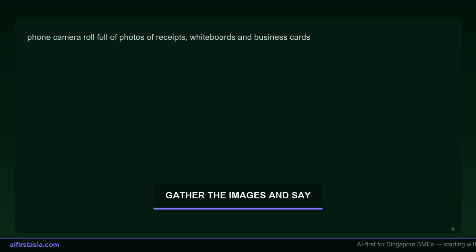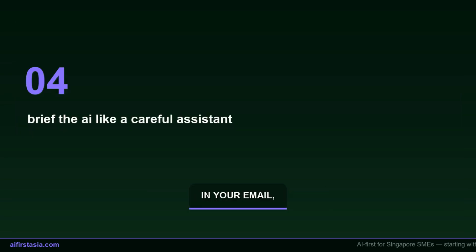Step one: gather the images and say what you need. Here is the first move, and it is simpler than it sounds. You do not need to prepare anything special. Take the photo you already have, or the scan already sitting in your email, and give it to the assistant as it is. If you have 20 of them, give it 20. But then add the one thing only you know, what you actually need out of it.